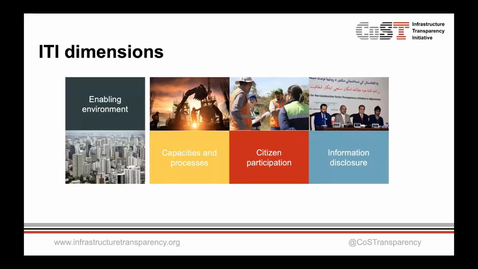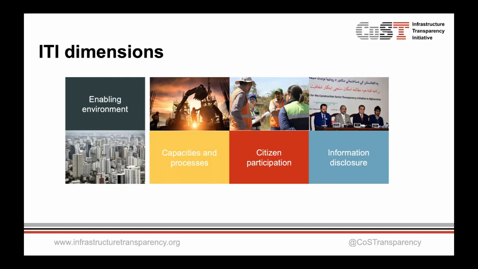When it comes to the dimensions, as I mentioned, the instrument has four main dimensions. The first dimension, the enabling environment, is a dimension that looks at the national context. It looks at the regulations and looks at the national digital information tools to provide information for citizens. And then the other three dimensions look at the procurement entities. The second one, capacities and processes, looks precisely at those capacities and processes that are part of procurement entities and see how they perform.